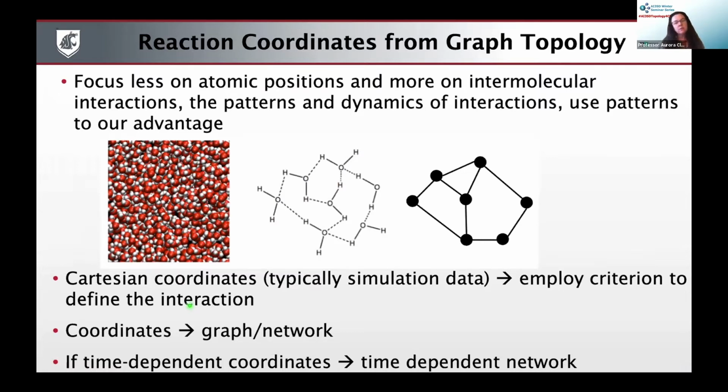And so the way that this typically works is we take our Cartesian coordinates from our molecular simulation data. We employ some criterion to define the interaction: hydrogen bonding, dipole, ion, ion-ion, whatever have you type of intermolecular interaction that's present. And from that, we create a graph of the intermolecular interactions where the molecules, or sometimes assemblies, are nodes. We can coarse grain this graph as well. But those molecular species become nodes and the interactions are edges. And if we have a time-dependent series of coordinates, like you would have from something like molecular dynamics simulation, then you have a time-dependent network.